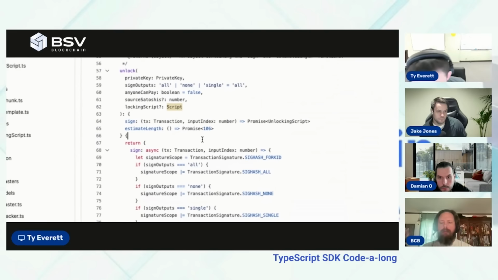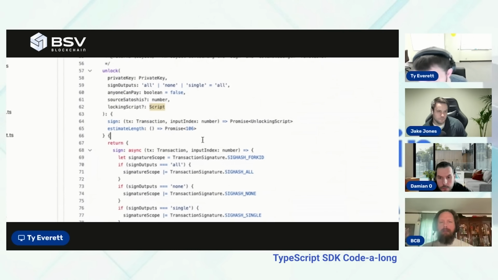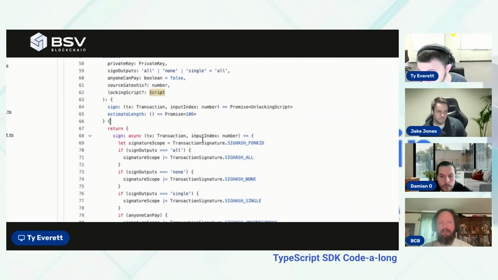So, right, we can see that it's going to return the sign and estimate length functions in an object. That way, when the library is going to deal with this information later, the library itself will invoke the sign or estimate length functions as it needs to, and you yourself don't need to do that. You'll just call unlock and set that as your script template.